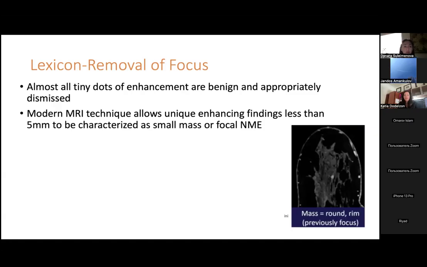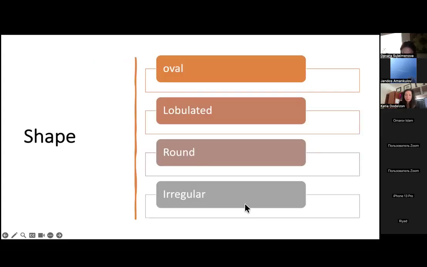And so this finding here, which is 4 millimeters, previously would have been characterized as a focus. Now you can characterize this as a mass, and you would call this, and we'll talk about it, round in shape with rim enhancement. So you really can appreciate both the morphology and an internal enhancement pattern. So now let's talk about masses.